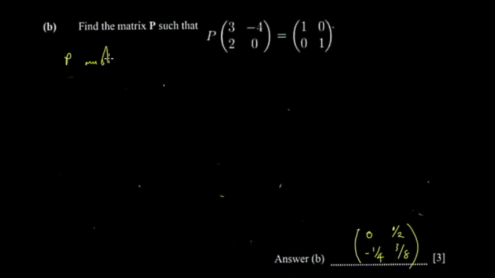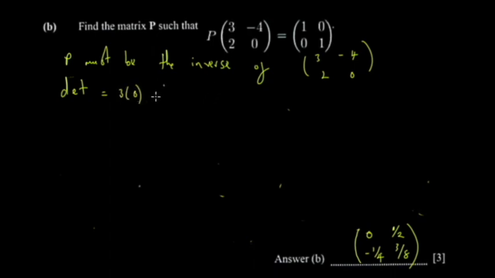P must be the inverse of 3, negative 4, 2, 0, like this. Okay. So now you're going to find the determinant, equal to what? We say this by this. So 3 by 0 minus, then you say this and this.